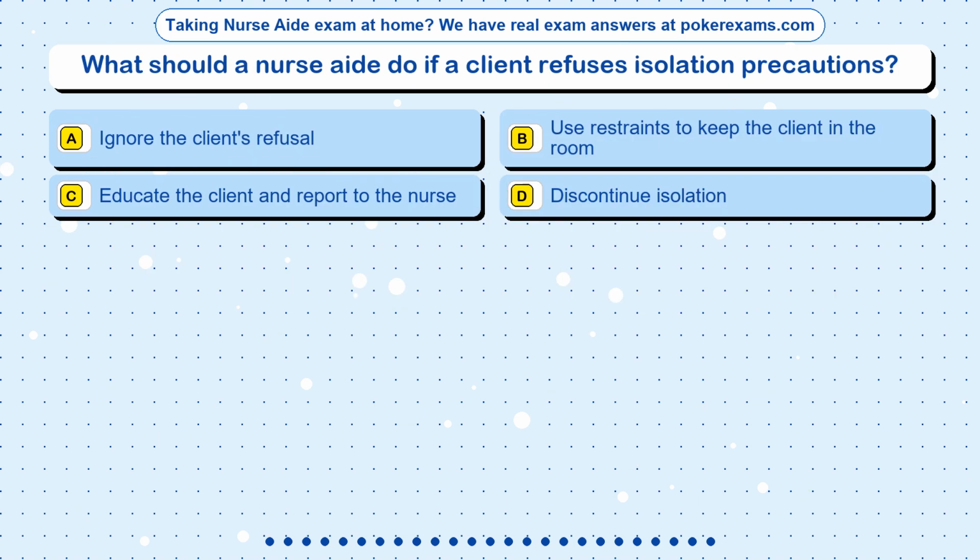Question 8. What should a nurse aide do if a client refuses isolation precautions? Option A, ignore the client's refusal. Option B, use restraints to keep the client in the room. Option C, educate the client and report to the nurse. Option D, discontinue isolation.